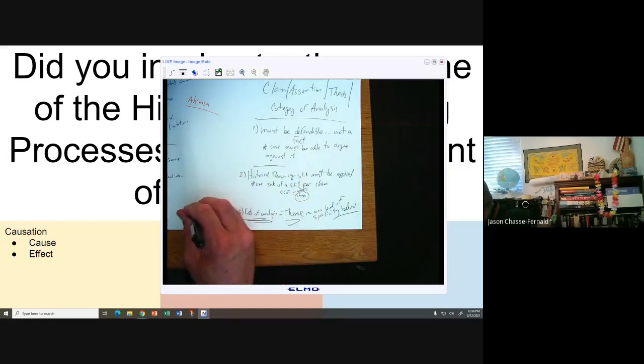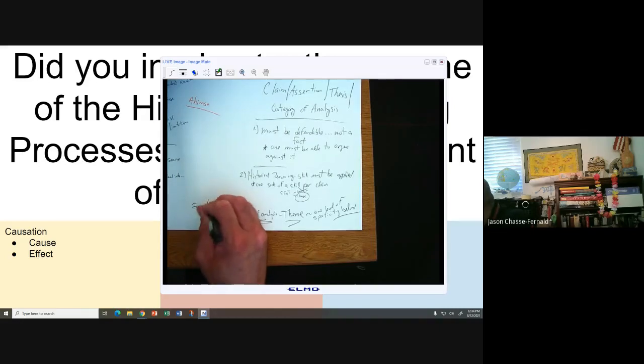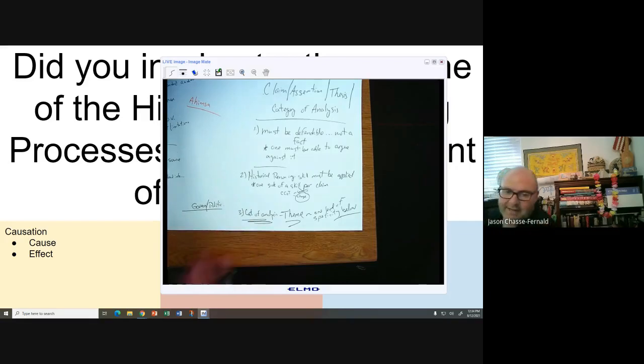So let's just say governance, or political. That is a theme word. I'll never use the word government or governance in a thesis. I'll never use the word economic in a thesis.